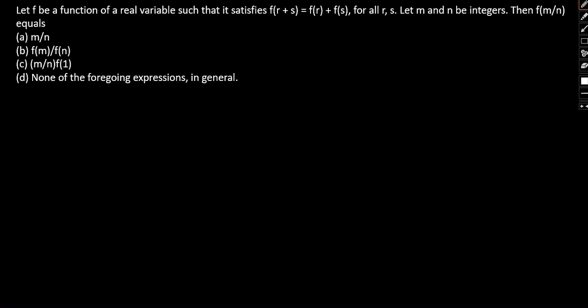Let f be a function of real values such that it satisfies f of r plus s equal to f of r plus f of s, for all r and s. Let m and n be integers, then f of m by n equals, so we have four values. So let's try and solve this question.